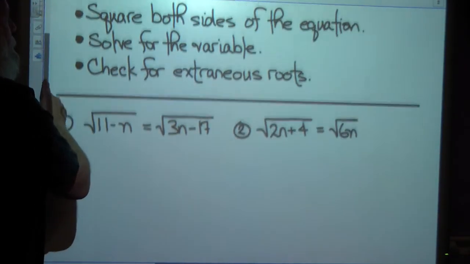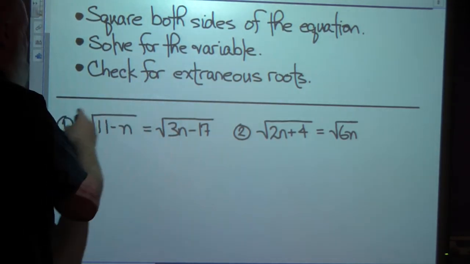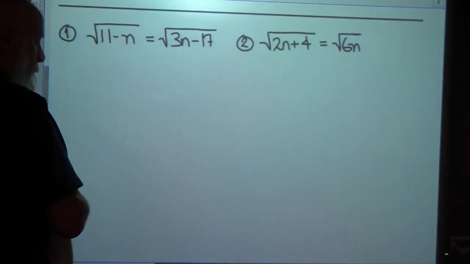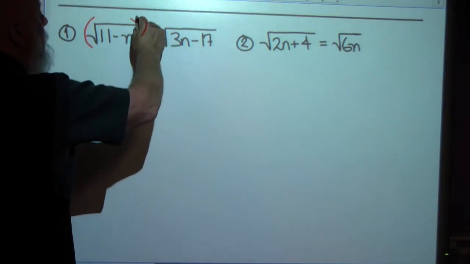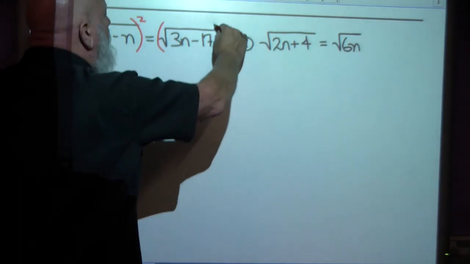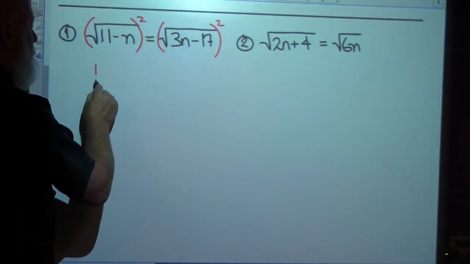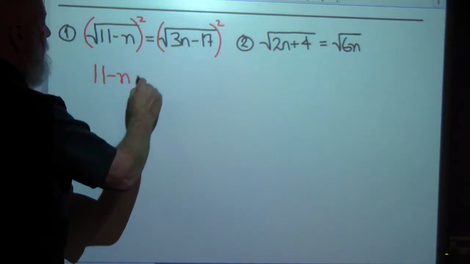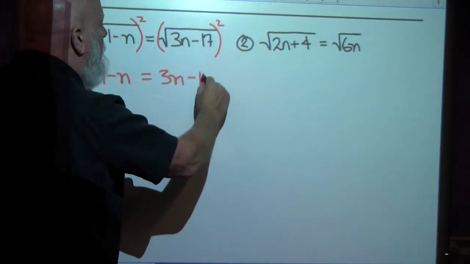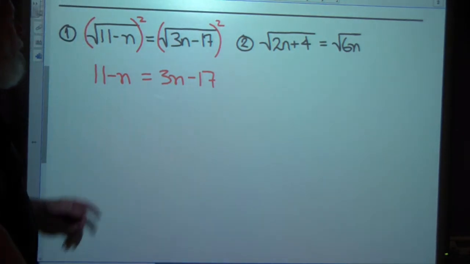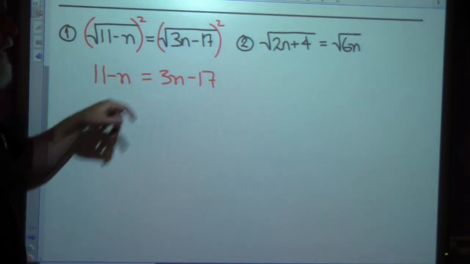So here we go. Squaring both sides to get rid of the radicals, solving the equation, and checking for extraneous roots. Here we go. I'm going to square both sides because I have a radical equal to a radical. When I square both sides, both of these radicals disappear. That's nice. So now we have an Algebra 1 level problem. We have a variable on both sides of the equal sign.